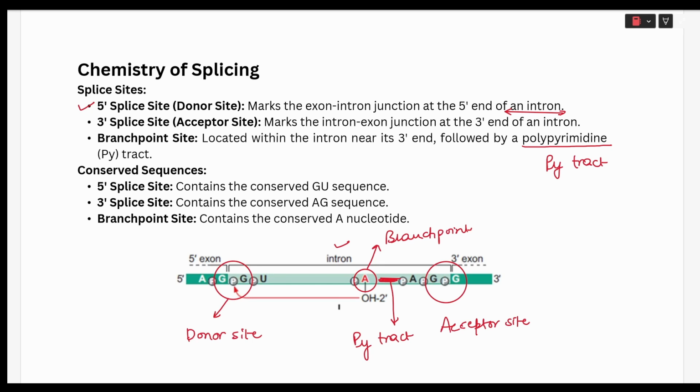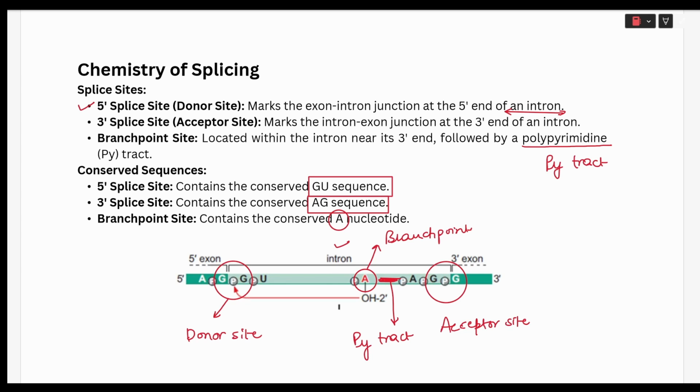Now there are some conserved sequences here. You can also see them on the screen. For example, the 5' splice site has a GU sequence which is conserved. It means it will be found on almost all the 5' splice sites. The same goes for the 3' splice site, which has a conserved AG sequence. The branch point site, as you can see here, is an A nucleotide, an adenine, present in the middle. However, in some cases, as we will be discussing forward, it can also be a guanine. So bear with me. These are the conserved sites that we have.